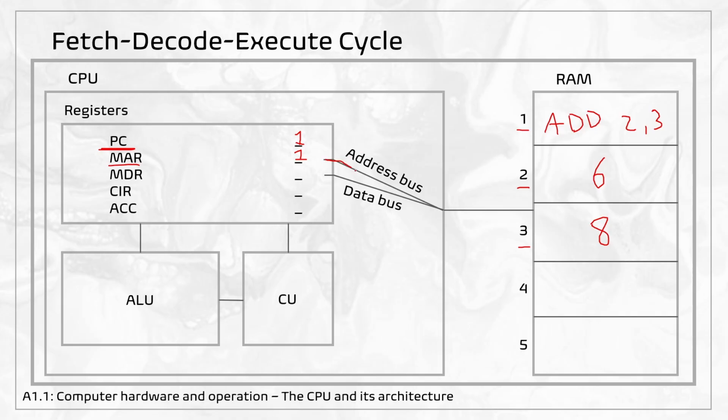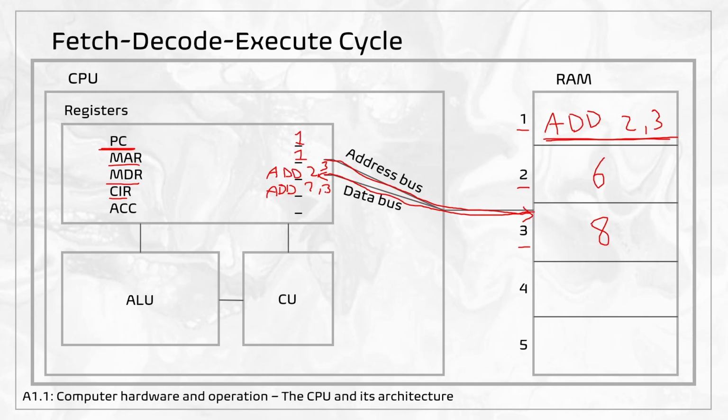So a signal now is sent through the address bus, and it basically tells the RAM, yo, we need something from memory location 1. And now the data from RAM is sent through the data bus instead. And so this instruction is put into the MDR now. So the MDR holds add 2, 3. And now this is put into the CIR, or the current instruction register, because this is the current instruction that we're running. So the CIR will now hold this value. Now that's the fetch portion of the fetch, decode, execute cycle done.